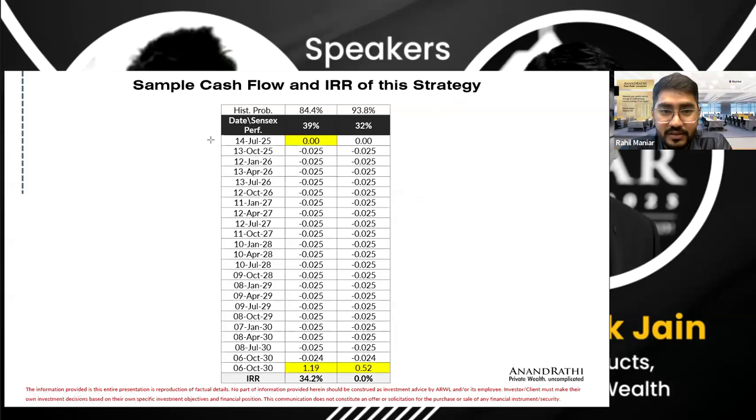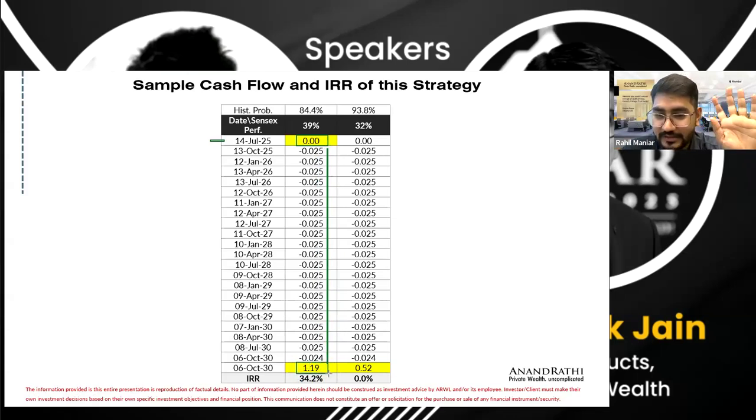Let's say we execute this strategy today, on 14th July. Here I've put 0, which is on purpose. Why so? Because the 1.1 crore is not something that the investor is paying from his pocket. It is leveraged capital and getting invested. The only thing that he's servicing is the 2.5 lakh rupees every quarter, which is the interest cost over the 5-year period.